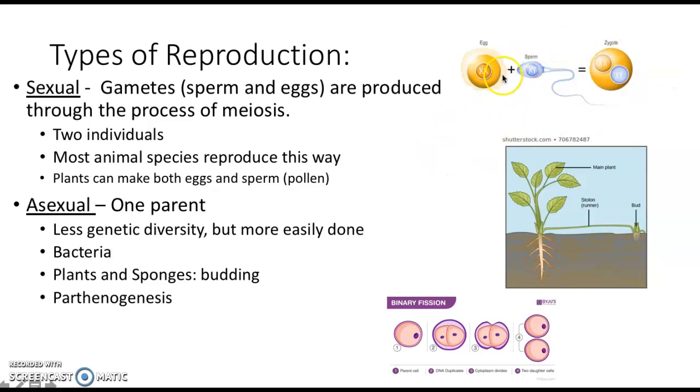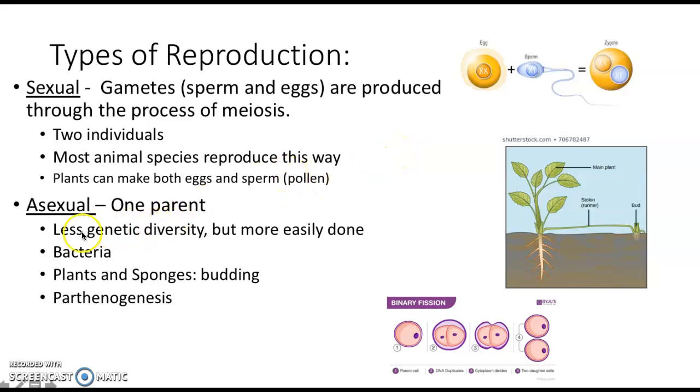Most animals and plants reproduce sexually. Plants make both eggs and sperm. There are some animals that also make both eggs and sperm. In higher animals, we get two separate sexes. We get males that make sperm and females that make eggs, and they have to meet up in order for those cells to combine to make their new offspring.